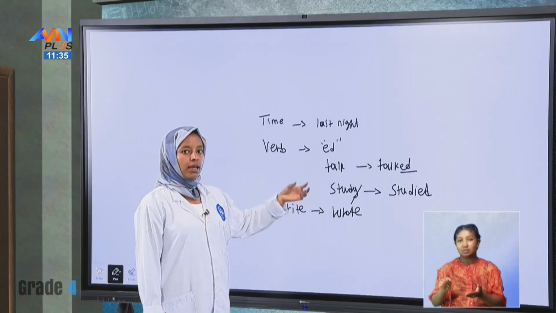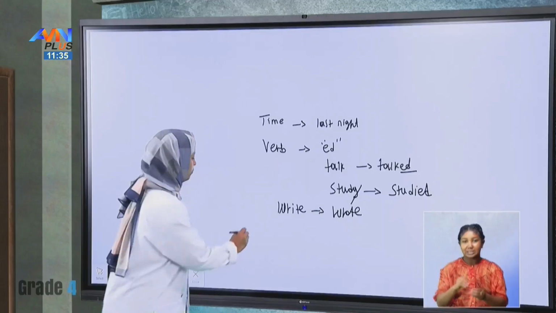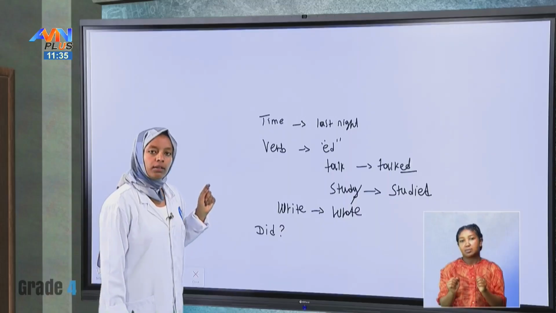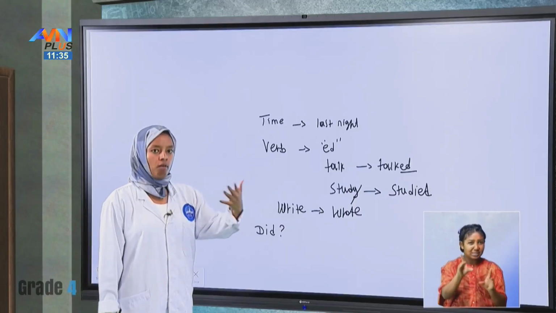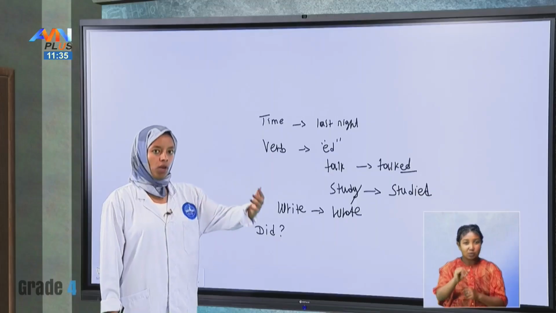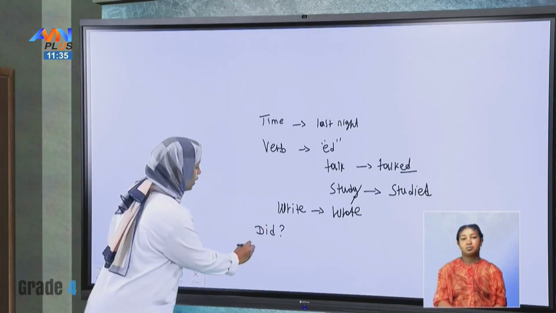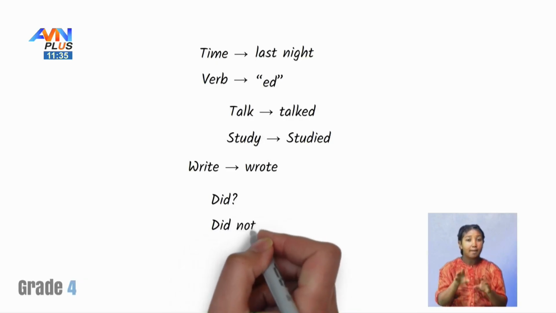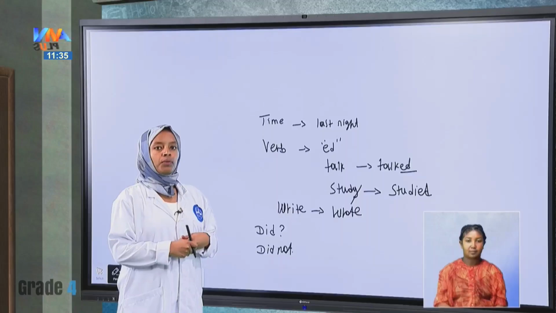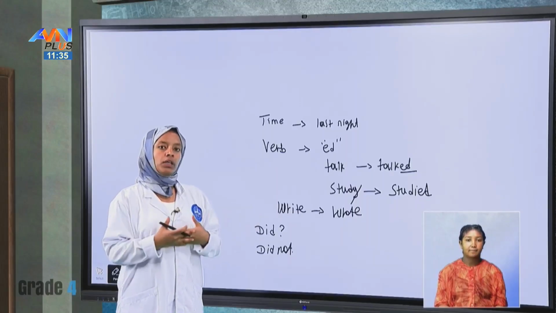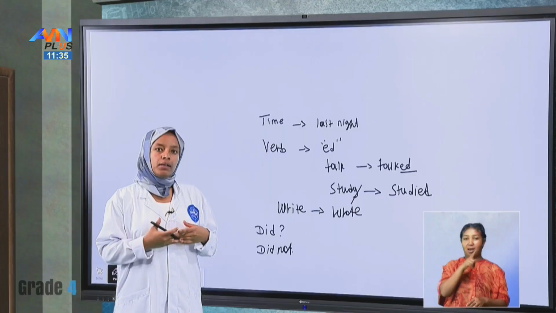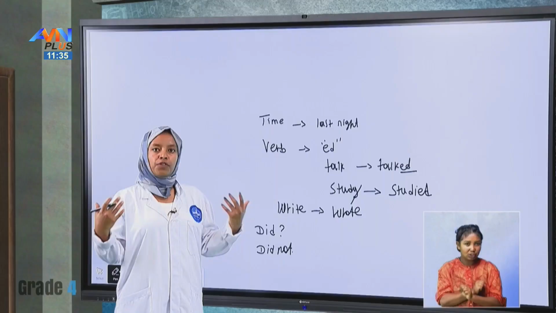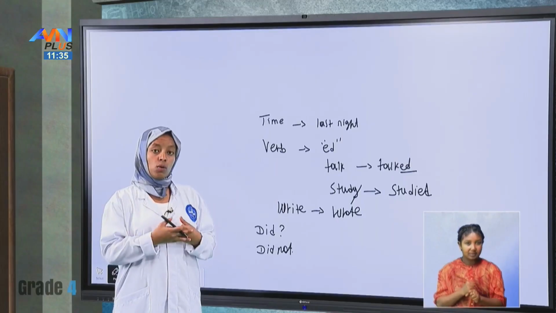So, students, we can also use did as a question or interrogative form, like asking a question. Did you study hard? Did you eat your lunch? Like that. And also, we can use did not to make the sentence negative. I didn't eat my lunch. I didn't study hard. I didn't finish my homework. These are all the methods.